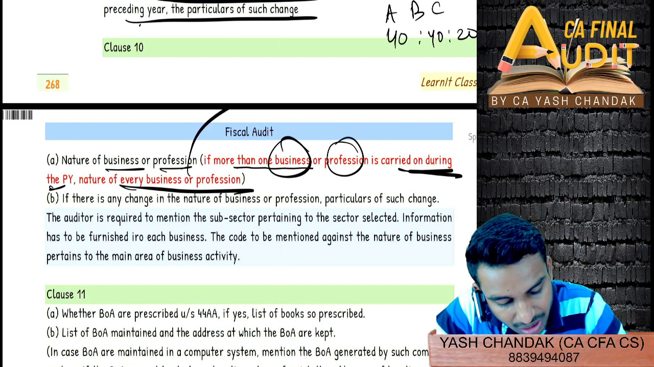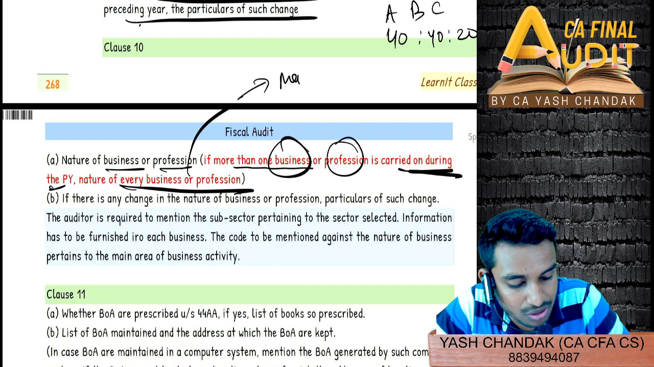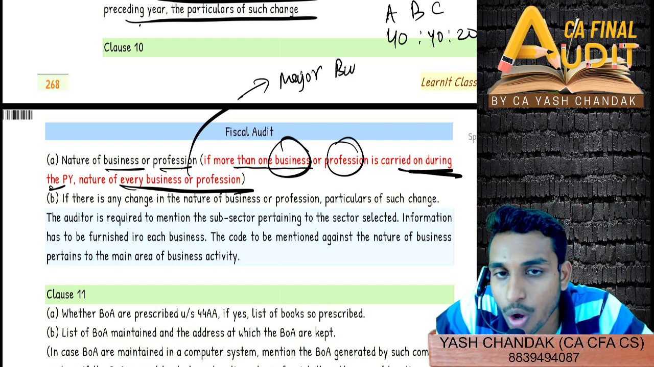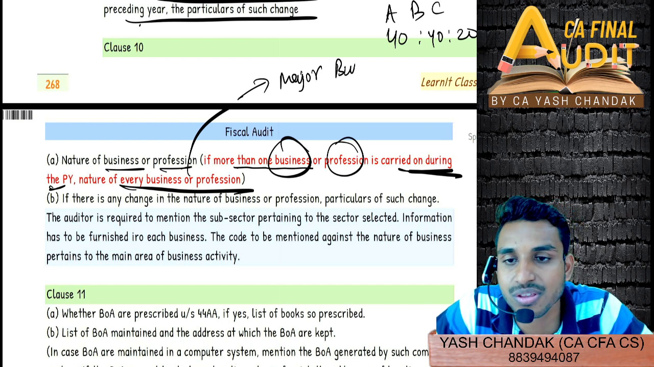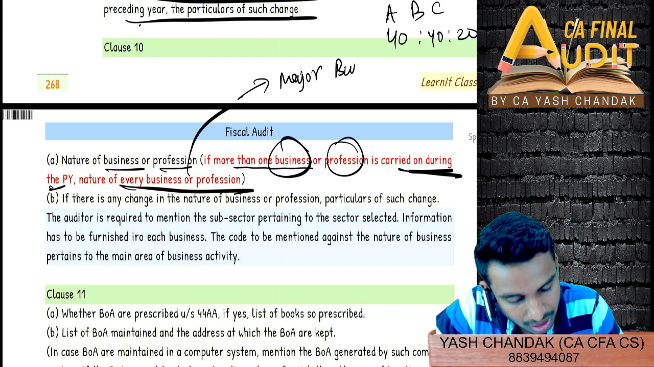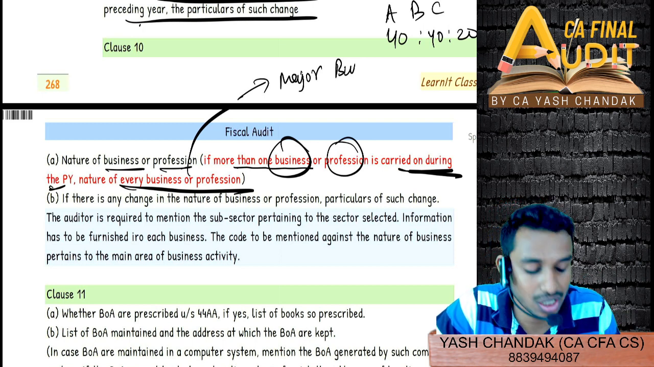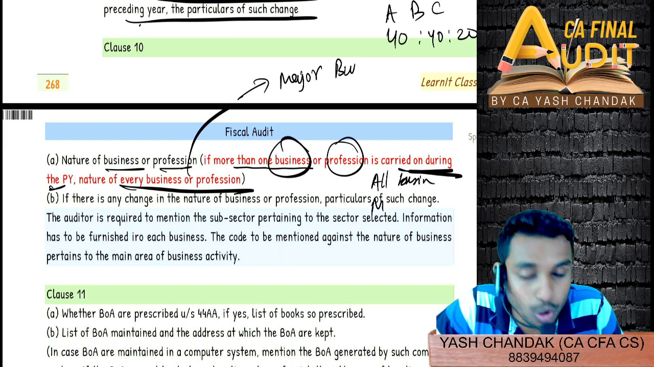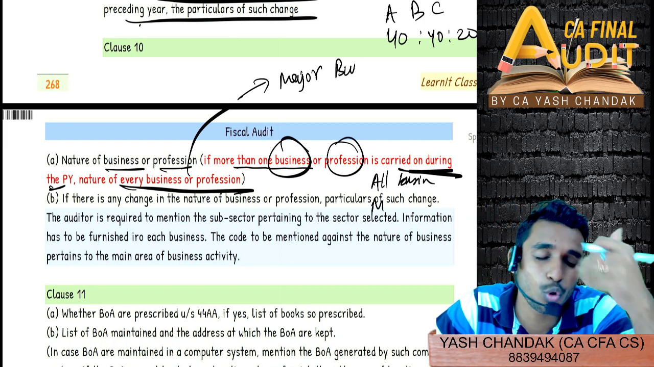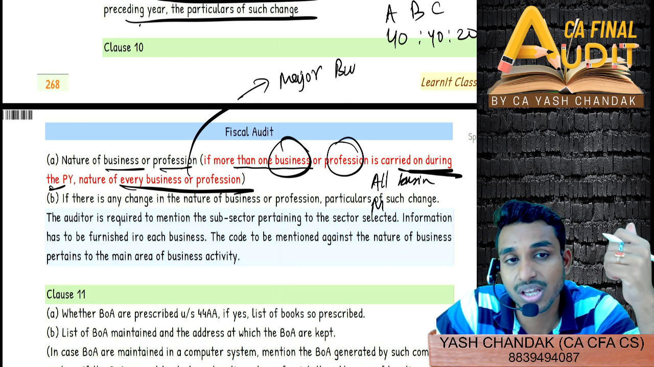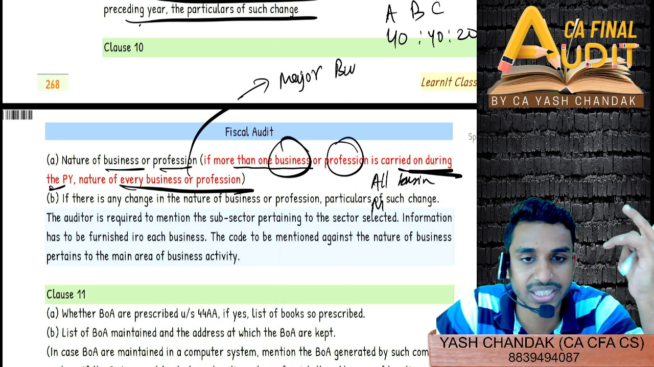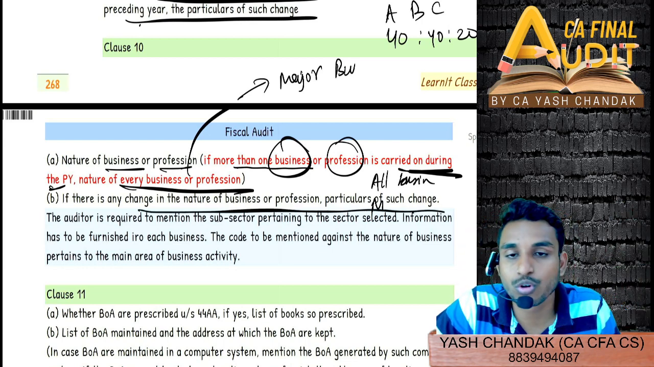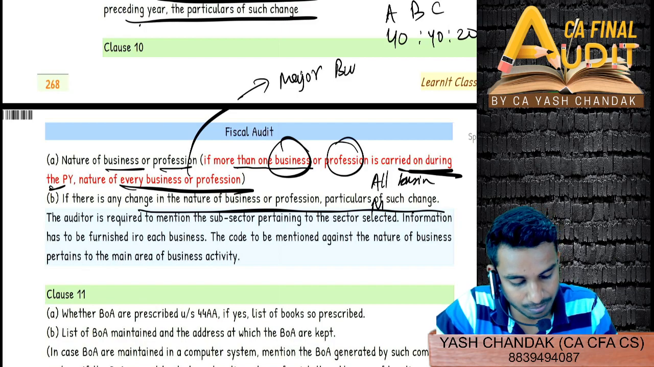In the income tax return, we only report the major business, and that business code we specify. But here all businesses have to be specified. Remember this. They can ask you again as an MCQ: whether you need to report all the business codes, or only those business codes which are your major business. Correct? And then if there is any change in the nature of business or profession, you also have to specify the particulars of such change.